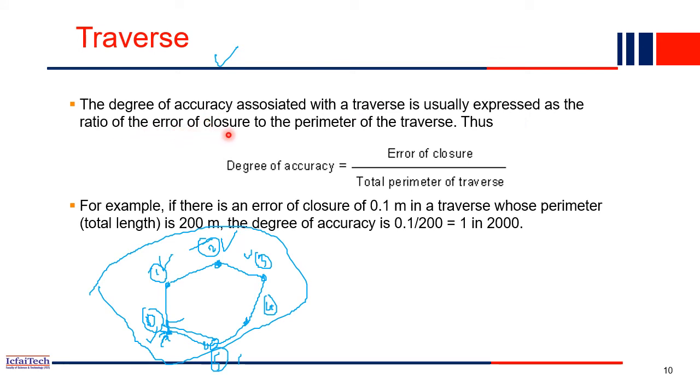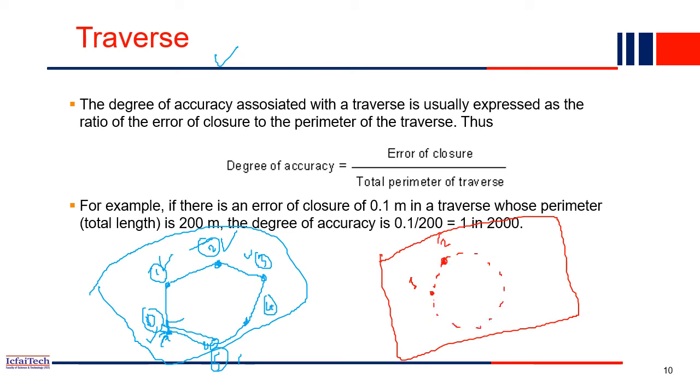the ratio of the error of closure to the perimeter of the traverse. For example, you are doing the traversing in a circular fashion. This is the entire area I have considered, and you started doing, this is the first point, this is the second point. In a circular pattern you find the third point, fourth point, fifth point, sixth point, and again it meets the first point. So in a circular pattern you are finding out each distance.